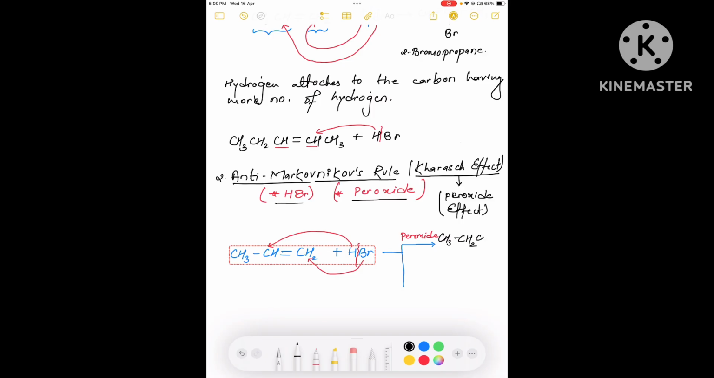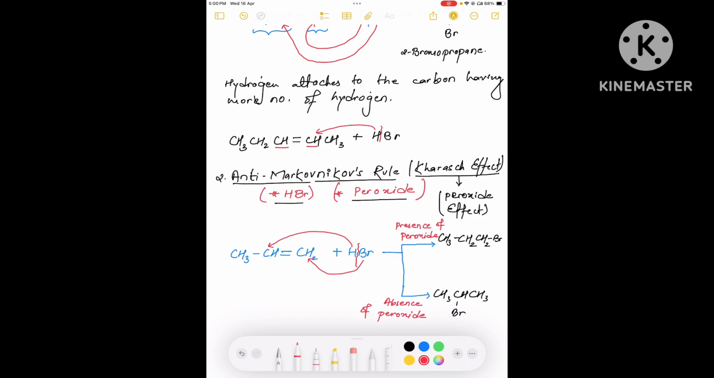CH2, and there will be CH2 and Br. Whereas if there is no peroxide, the product will be reversed again. At this condition, the product will be something else. That is, the product will be CH3, CH, CH3, and here will be your Br. So this reaction took place in the presence of peroxide, and the second reaction is taking place in the absence of peroxide.